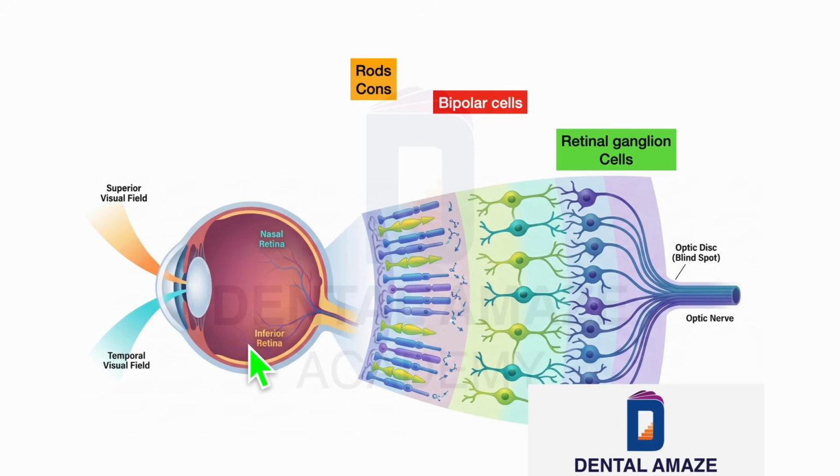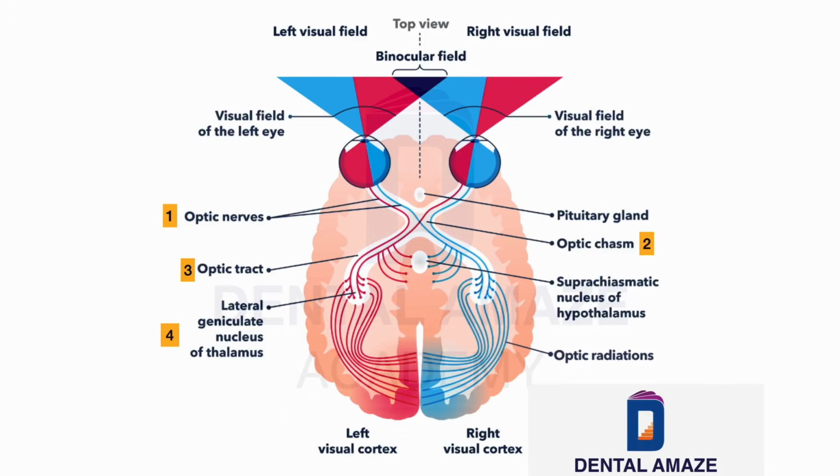Now whatever you see on the superior part of your eye forms its image on the inferior retina. Whatever you see on the temporal side, temporal meaning temporal bone side, is formed on your nasal retina. We'll explain this better. Now let's understand this particular image. This is something which you see on your left side: the left visual field of your left eye, and the left visual field of your right eye, and the exact opposite. The red one is your right visual field of both the eyes. You'll understand this better.